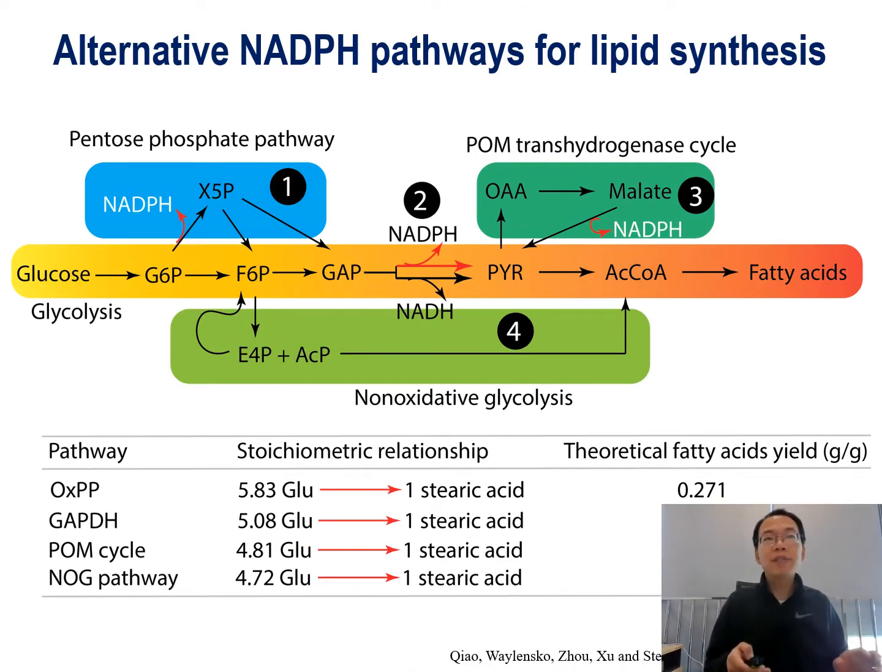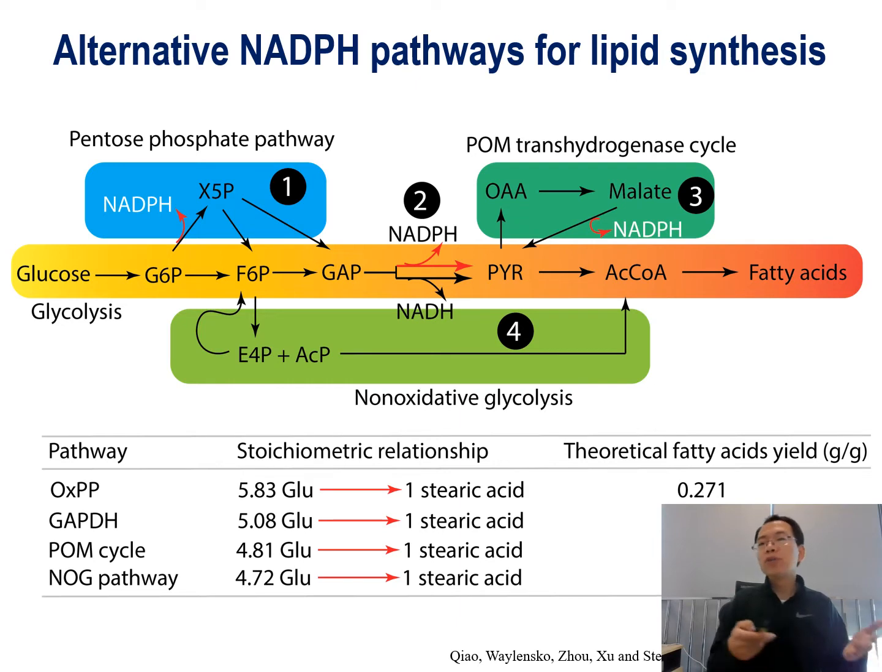So when we check specifically inside the cell, we do find there's an alternative pathway to generate reducing equivalent. For example, in block 1, it's the canonical pentose phosphate pathway. So in terms of stoichiometry, you need 5.83. So the theoretical yield is quite low. The sugar to lipid conversion yield is only 0.271 gram per gram. If you can choose an alternative pathway, for example, the GAPDH, if you can change the cofactor from NADH to NADPH, eventually you can reduce the glucose consumption from 5.83 to 5.08.